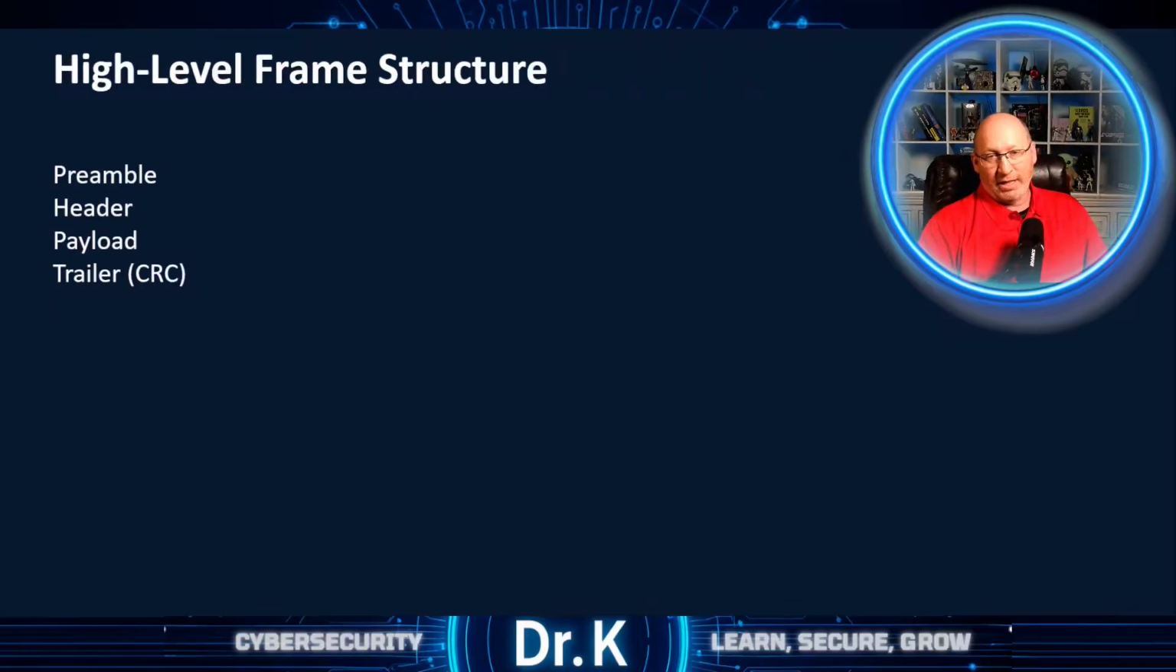At a high level, an Ethernet frame has 4 parts: synchronization, addressing and control, data, and error detection. The preamble prepares the receiver for those incoming bits, and the header contains addressing and protocol information. The payload carries the encapsulated IP packet, and the trailer includes that CRC for error detection. Each section serves a distinct purpose in turning raw signals into meaningful communication.